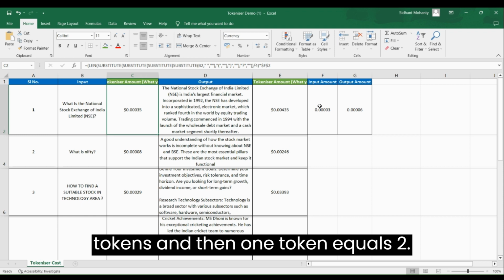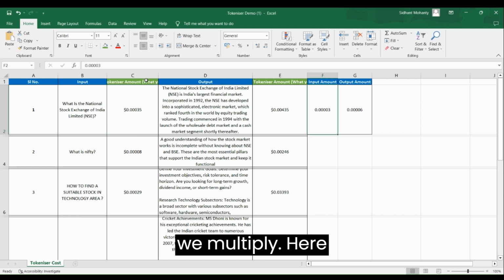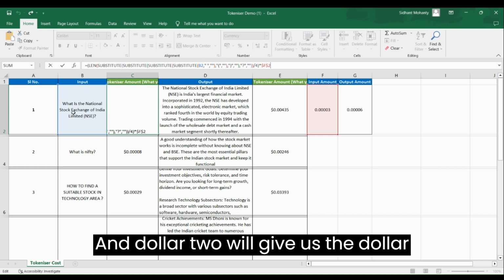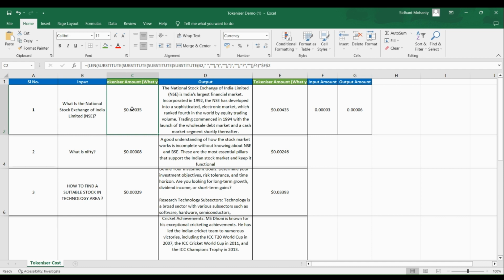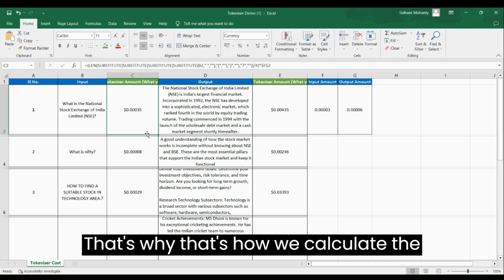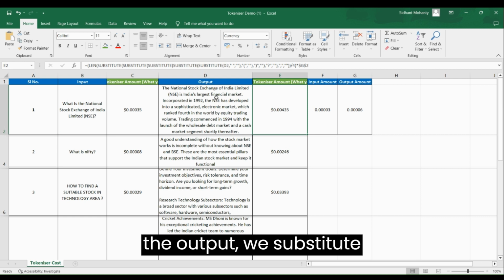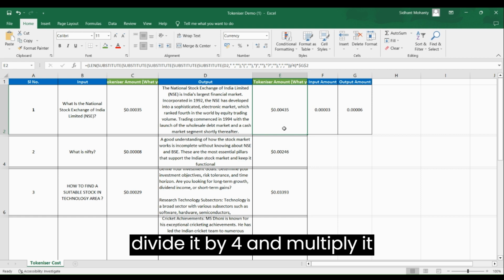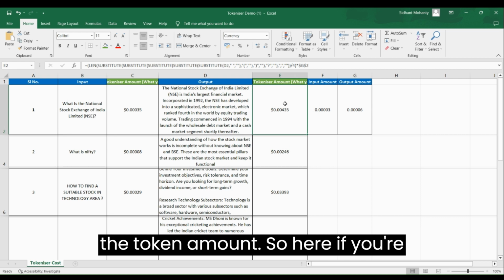And then one token equals column F. So that's why we multiply here with column F, and the dollar sign will give us the dollar amount. That's how we calculate the input. And the same way we calculate the output. We substitute all the special characters and then divide by 4 and multiply it with the output amount. So you get the token amount.